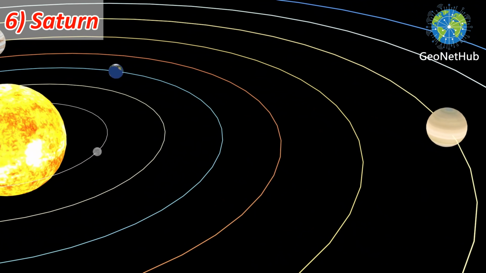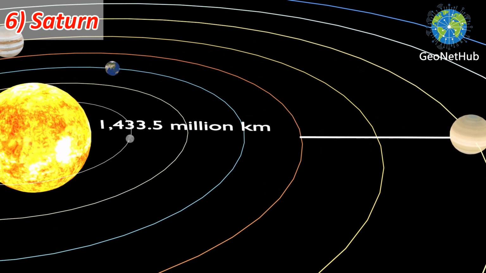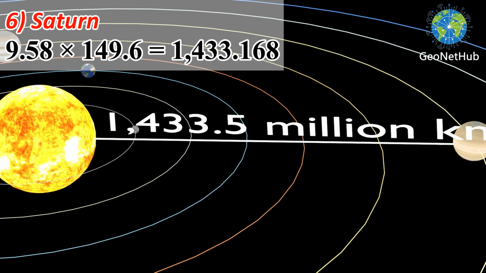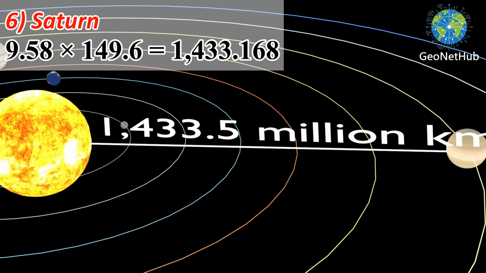Saturn. Saturn follows Jupiter at 9.5 astronomical units. It formed under Jupiter's gravitational influence.